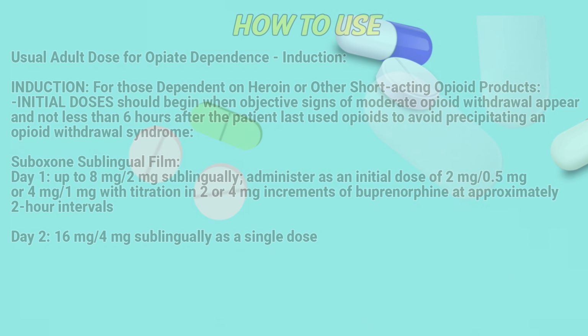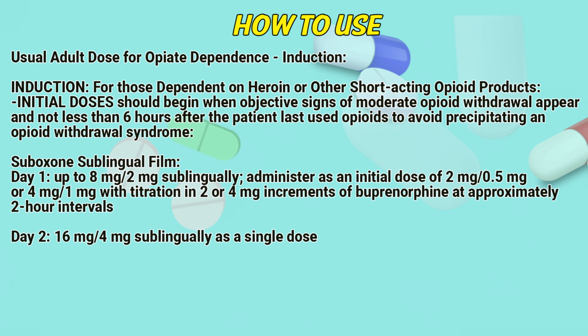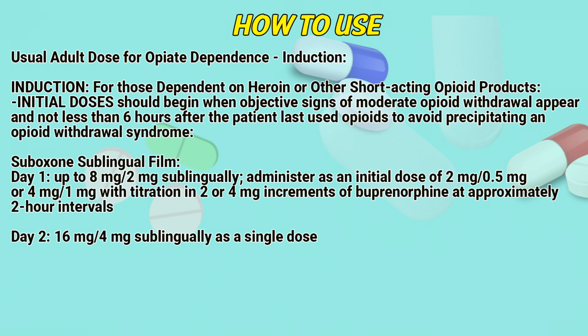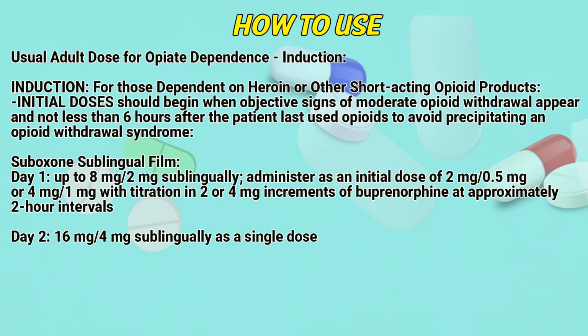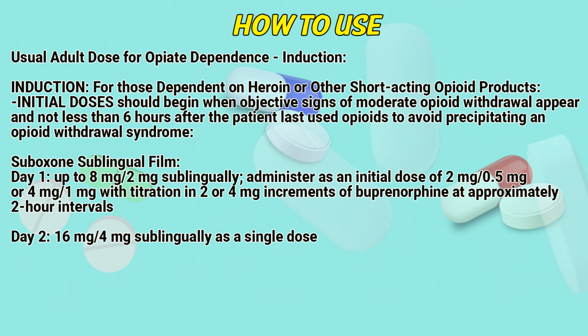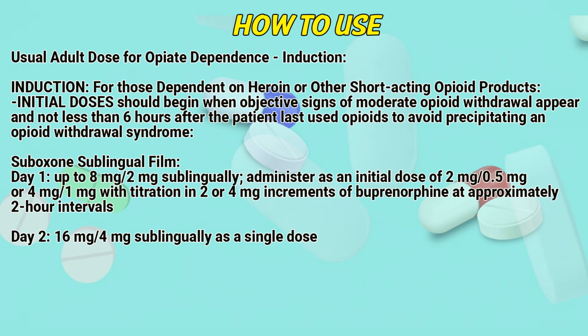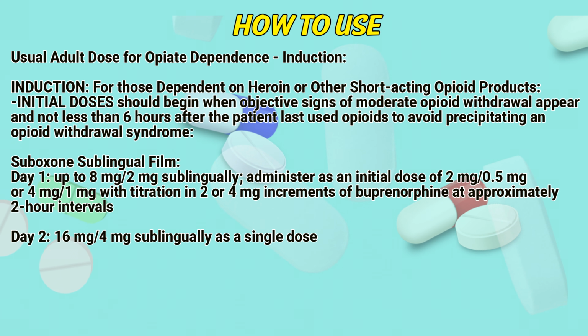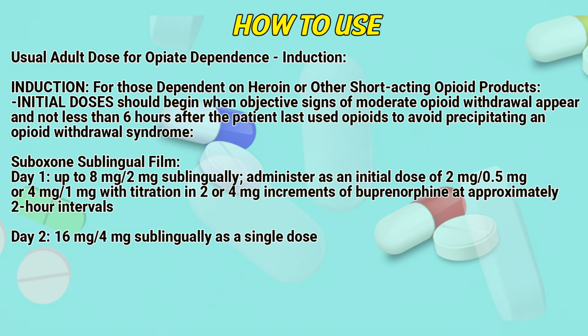How to use? Usual adult dose for opiate dependence. Induction. Induction for those dependent on heroin or other short-acting opiate products. Initial doses should begin when objective signs of moderate opioid withdrawal appear and not less than 6 hours after the patient last used opioid to avoid precipitating an opioid withdrawal syndrome.